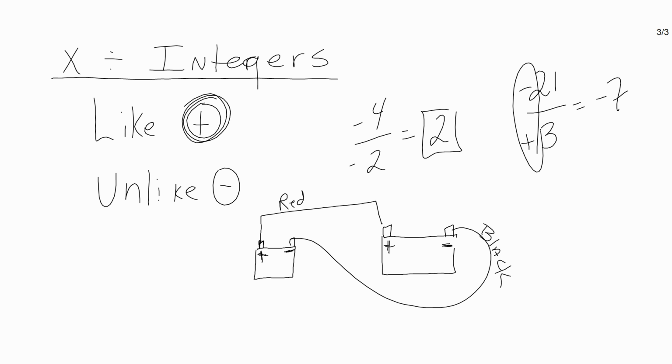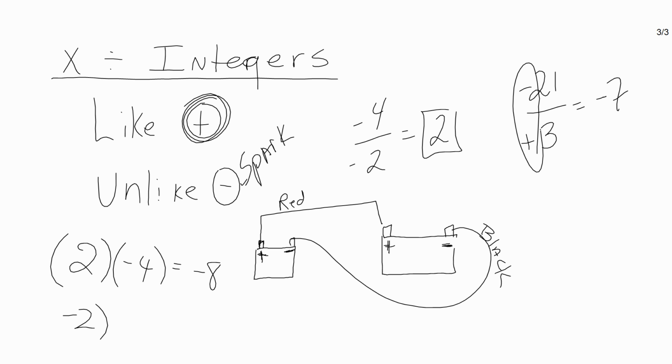But as long as you do it like positives, like signs, no what? No spark. Unlike signs, spark. Spark is good or bad? Bad. And that's how you remember unlike signs. So you can do it with multiplication. 2 times negative 4 is what? You have a positive and a negative, negative 8.